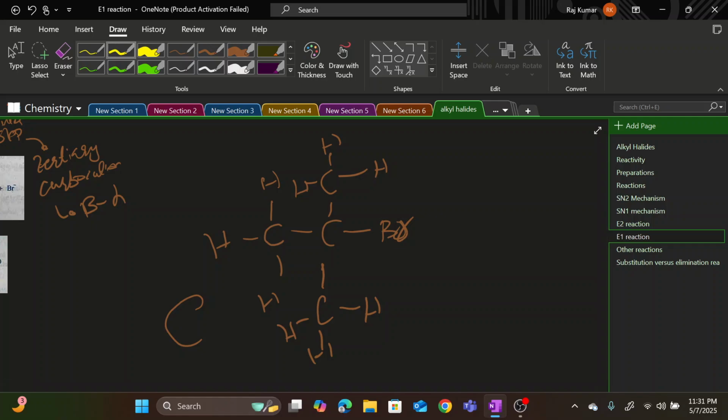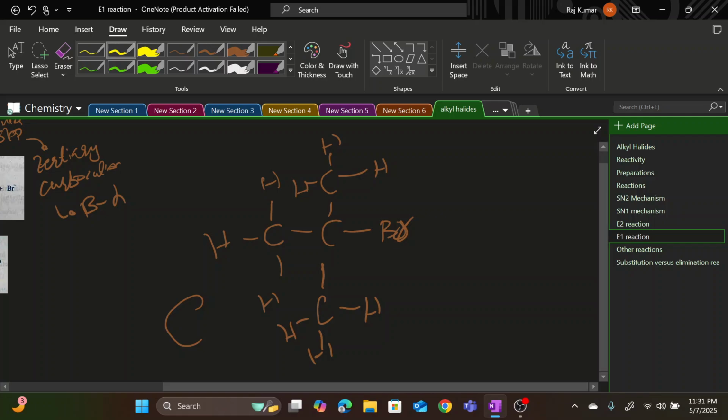We will understand that this carbon donates its electron to the central carbon, the alpha carbon. This carbon will give its electron to this, and this carbon will give its electron to this, due to which this carbon will become less positive, more negative, and these three carbons will become more positive.